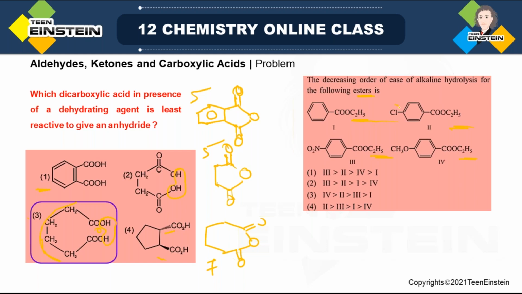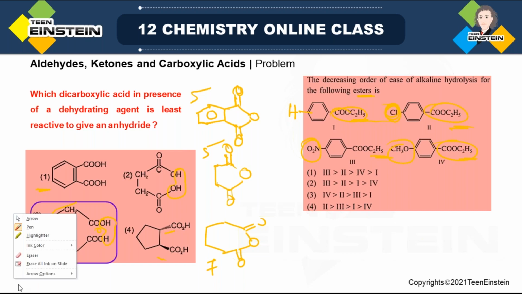So if you just consider these groups at the 4 position, or para position, with respect to CO2Et, because all these groups have CO2Et, that is the same. Only the substituent at the para position is changing. So for the first you can consider it as if it is hydrogen. For the second it is Cl, then NO2, then OCH3.